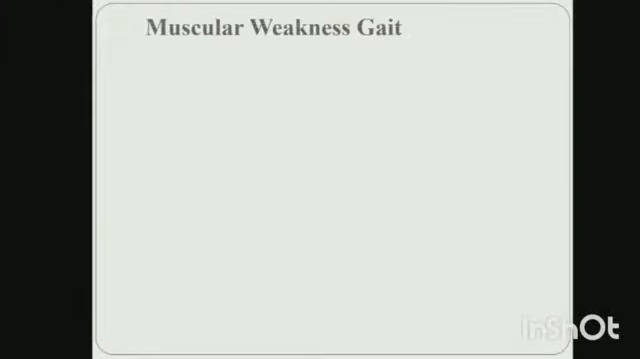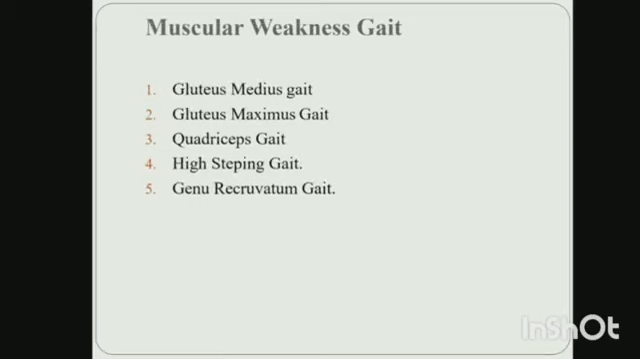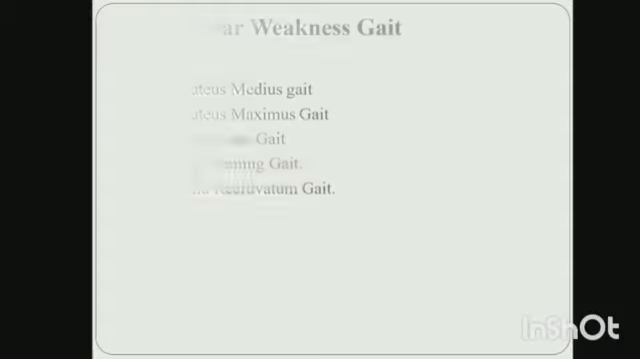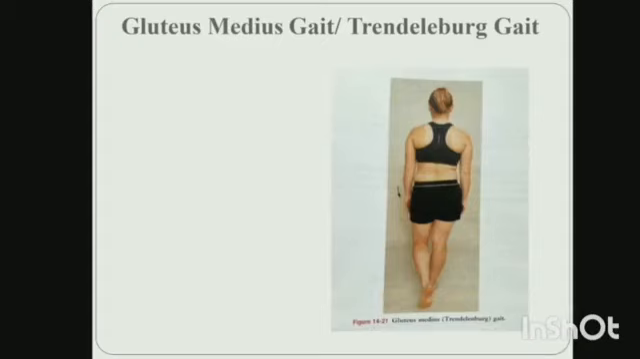Muscular weakness gait. It is seen due to weakness or improper function of the muscles. It can be of gluteus medius gait, gluteus maximus gait, quadriceps gait, high stepping gait, genu recurvatum gait. Now, gluteus medius gait. It is also called Trendelenburg gait.